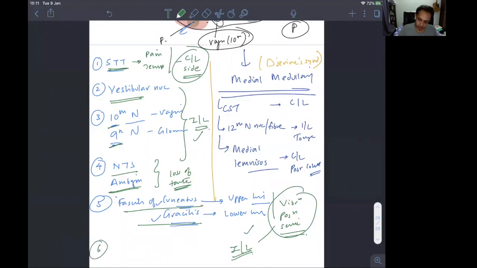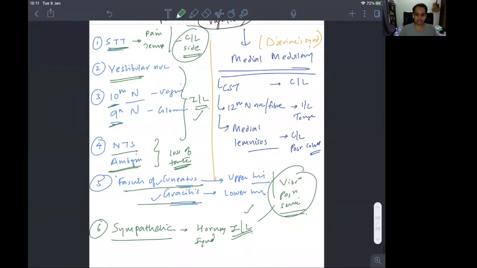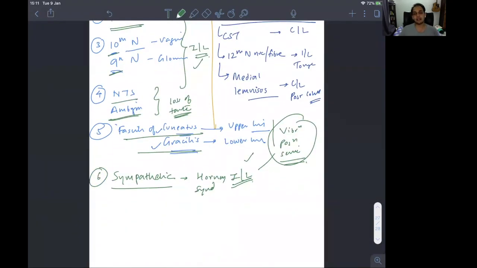Another one that will be involved is your sympathetic tract, so you can have Horner's syndrome. I will discuss this in more detail when we discuss the autonomic nervous system, because it deserves a separate discussion in itself. There is one more part that is involved, your inferior cerebellar peduncle. That will cause ataxia, which will also be on the same side.